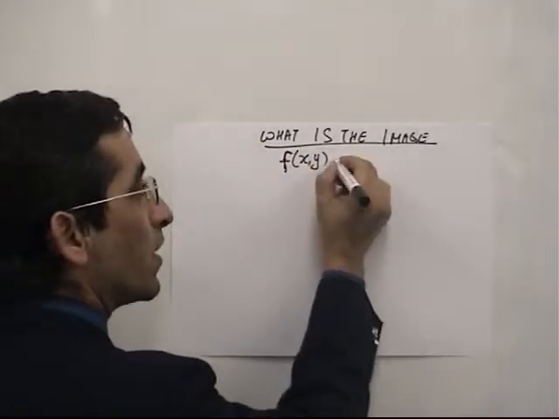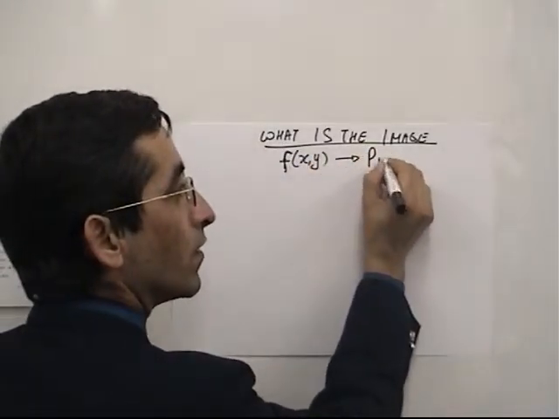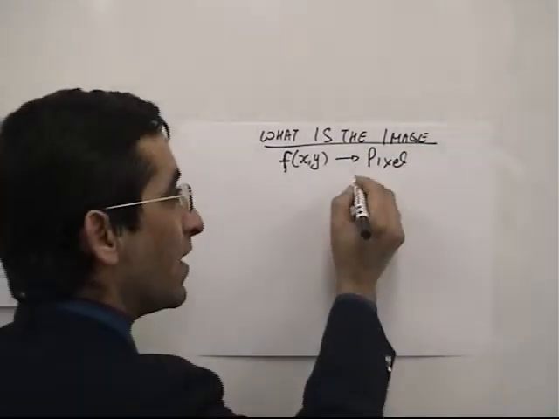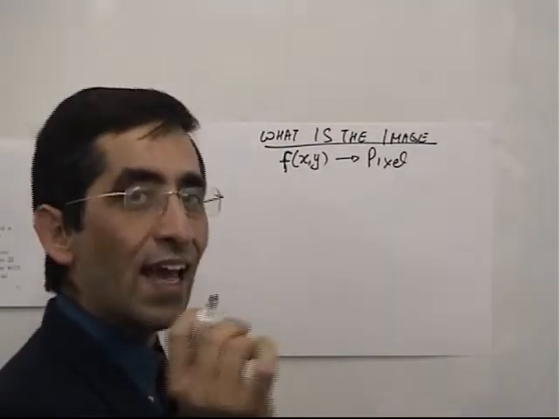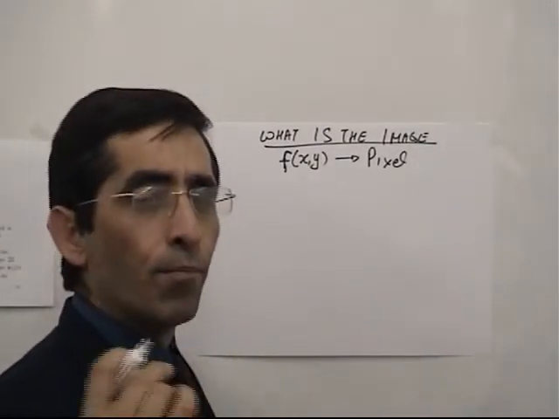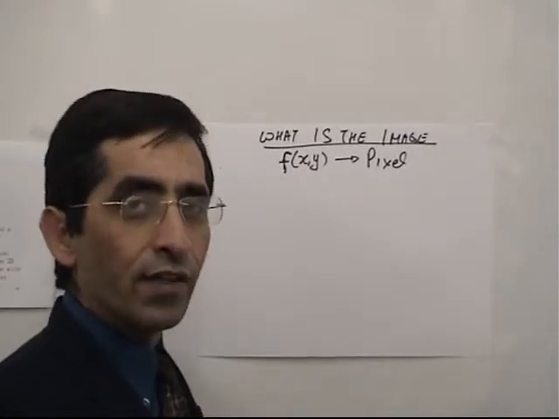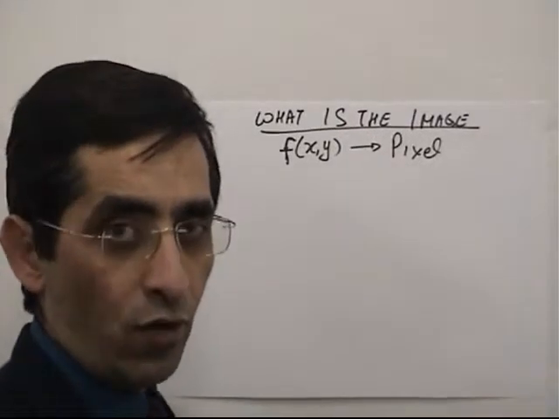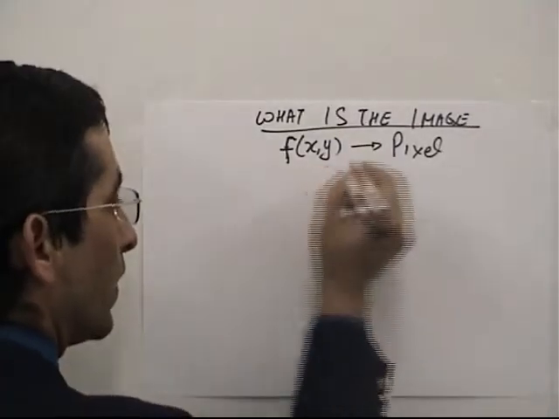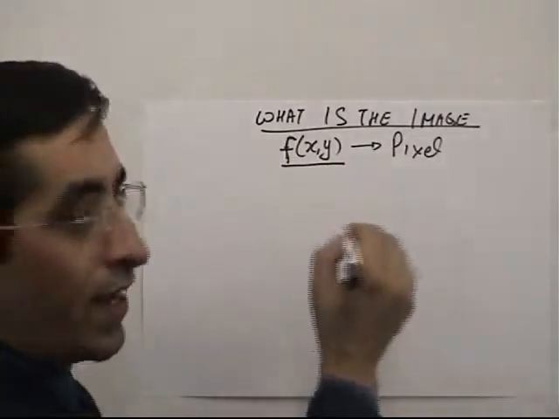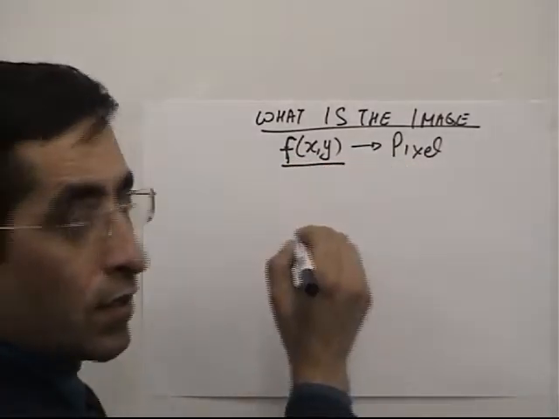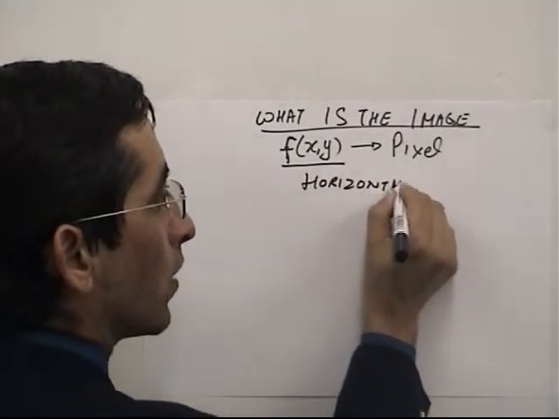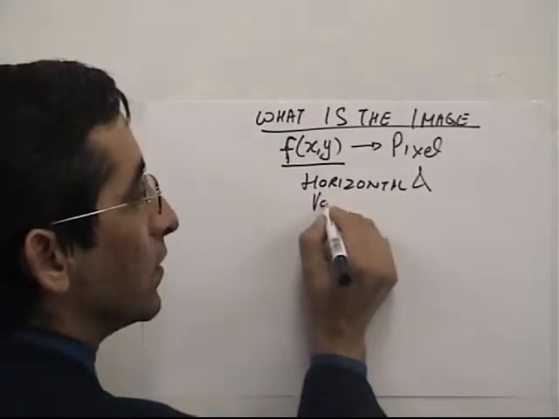Now, each point is a pixel, short for picture element. And each pixel is the smallest element of my image. The more the number of pixels, the greater the resolution, the sharper the image. But that means the more the amount of memory I require. Now, I can have more number of pixels, horizontal and vertical.